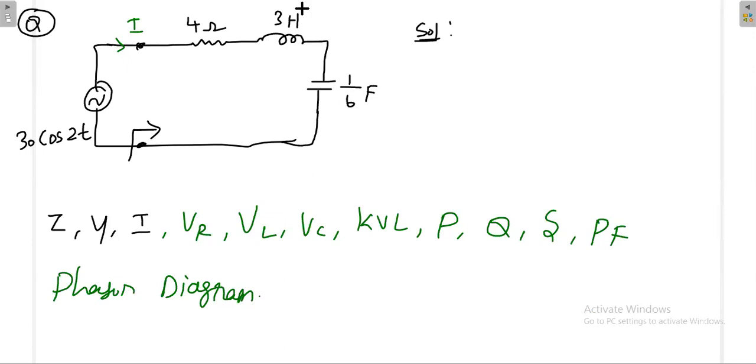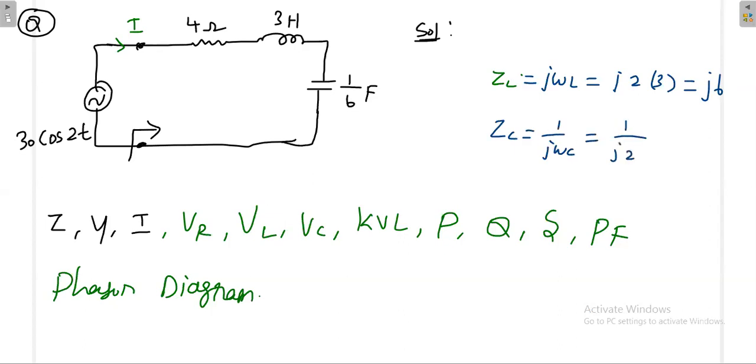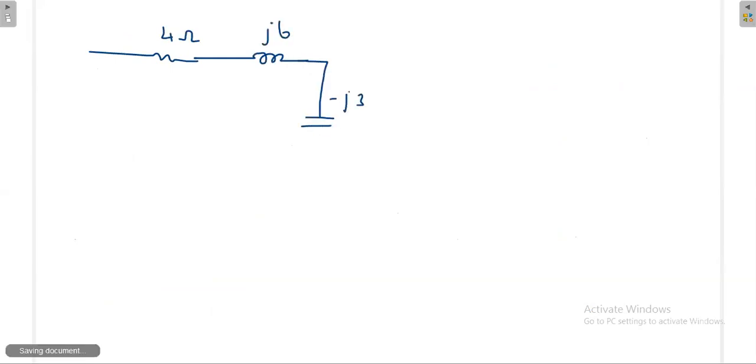First you find out the impedance of this one, ZL. ZL is equal to j omega L, j times 2 times 3, so j6. What is ZC? 1 by j omega C, 1 by j2. What is the C value? 1 by 6. So minus j3. Now you know the impedance of the inductor and capacitor. Again, this is 4 ohm, this is j6, this is minus j3.